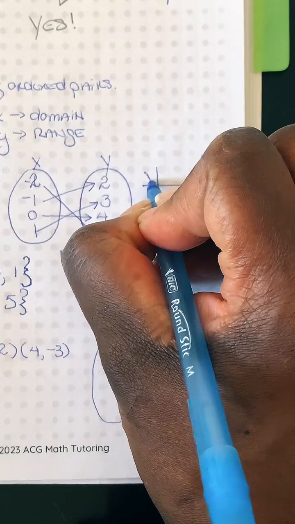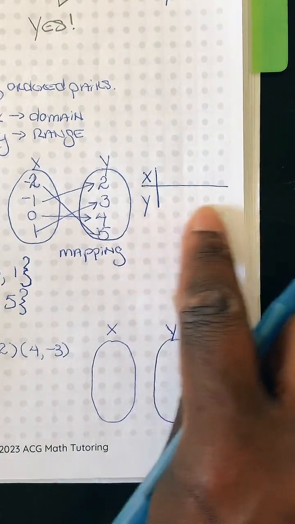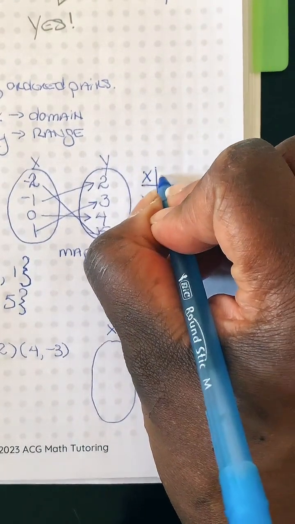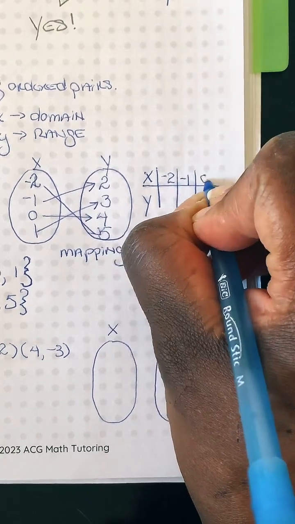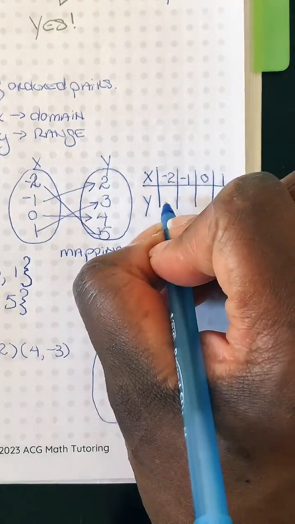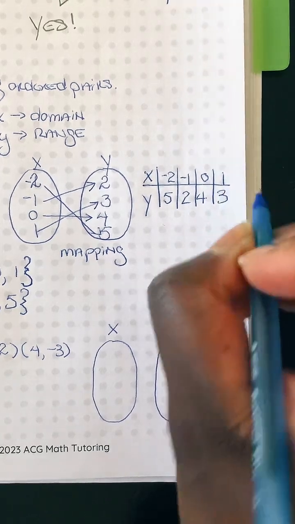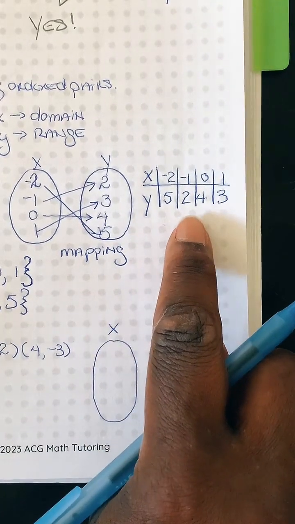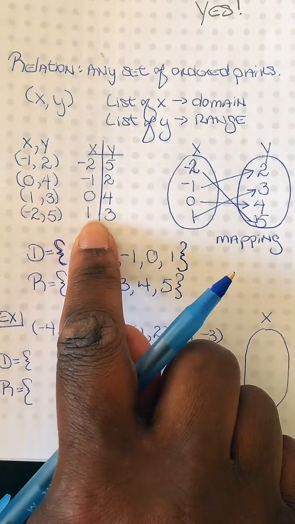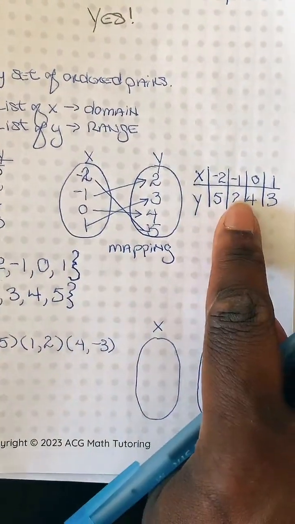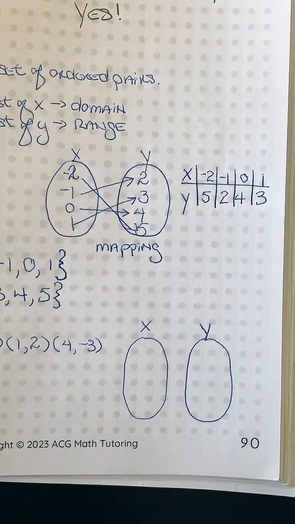Your X's are always on top. So if you ever get some tables that look like this, that means I have my -2, -1, 0, and 1. Then this was your 5, 2, 4, and 3. So sometimes the tables will be horizontal. If you ever get stuck and you see a table this way, but what happens if the table's this way? Then your X values will be on the top portion.